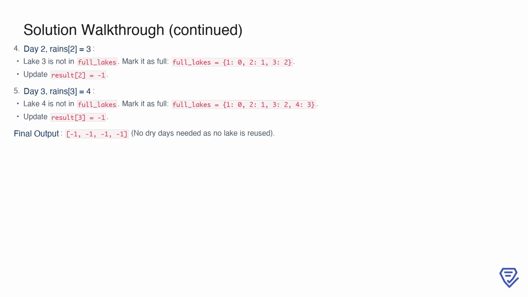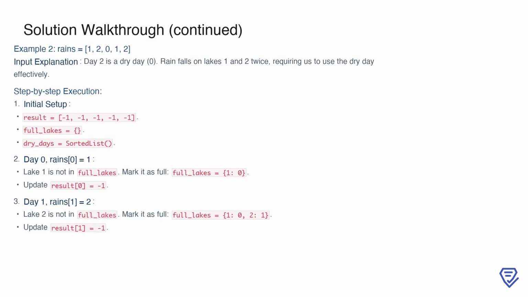Since all the lakes in this example receive rain only once, and there are no dry days, we successfully avoid any flooding. The final output is simply -1, -1, -1, -1, indicating that no lakes needed drying and no flooding occurred. In the second example, rains equals 1, 2, 0, 1, 2, we encounter a scenario where a dry day is available, and some lakes receive rain more than once.